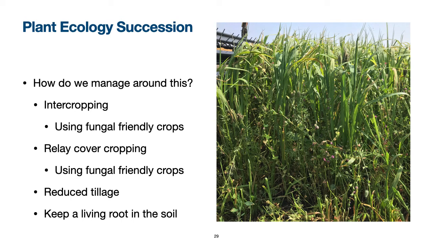The other one we can work on to support the fungal bacteria ratio is reducing the amount of tillage we do. And we need to keep a living root in that soil for as many days as we can. That is crucial because, once again, the best way we feed our soil microbes is root exudates.